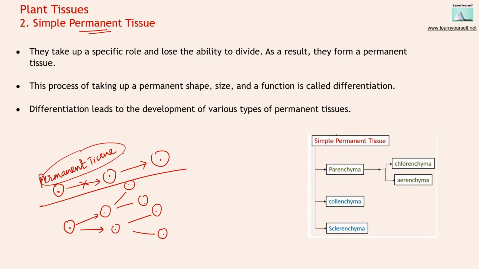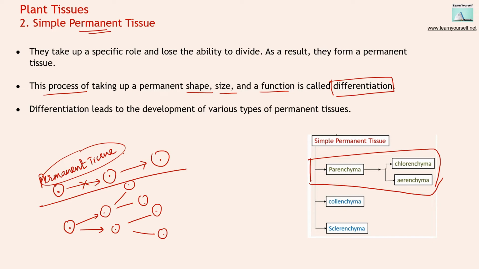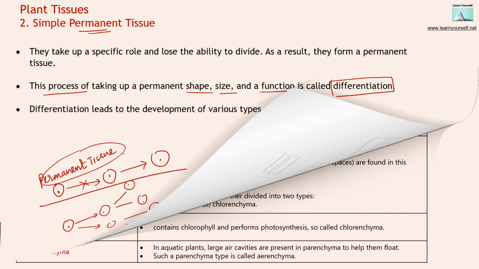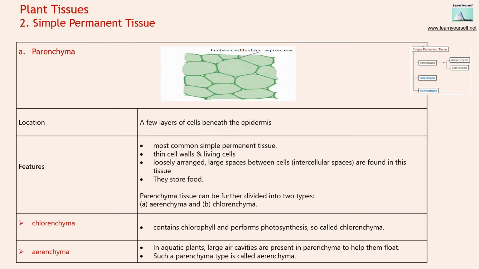And this process is called differentiation, that one tissue will be different from another tissue. The differentiation leads to the development of various types of permanent tissues. Now, under simple permanent tissue, first we are going to learn about parenchyma. And parenchyma is further divided into chlorenchyma and aerenchyma. So parenchyma, where they are located, they will be there beneath the epidermis.